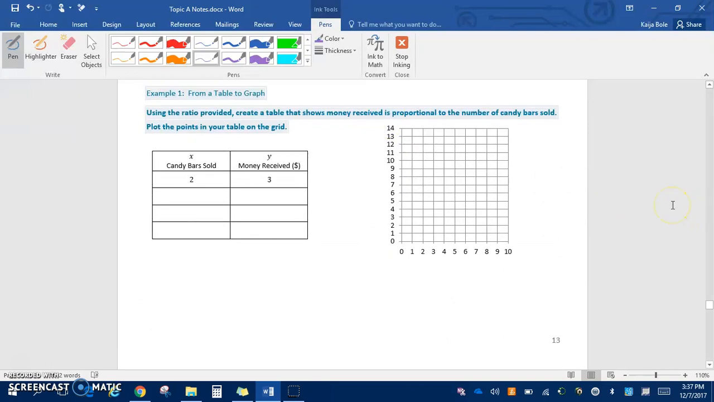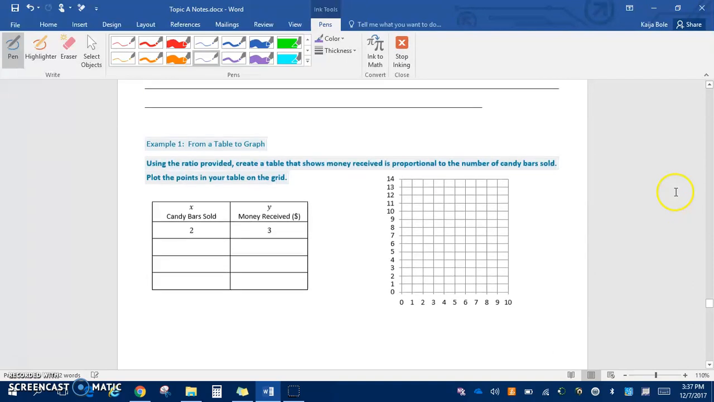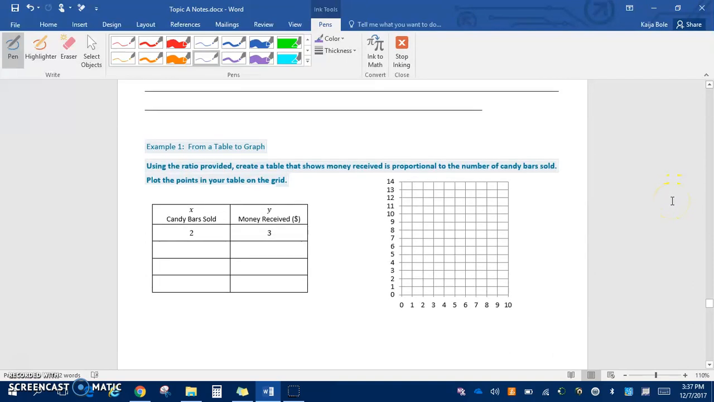And it says from a table to a graph. So it says using the ratio provided, create a table that shows the money received is proportional to the number of candy bars sold, and then we're going to plot the points. So we see here that the ratio is 2 to 3. So that means our next line would be 4 to 6, and then 6 to 9, and then 8 to 12. Alright, we're using that initial ratio of 2 to 3.